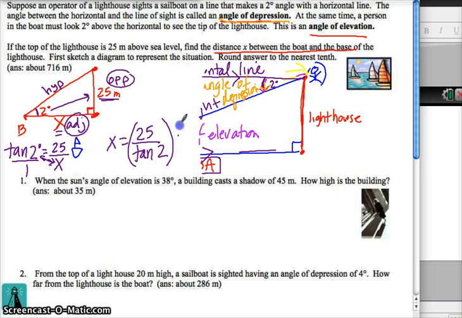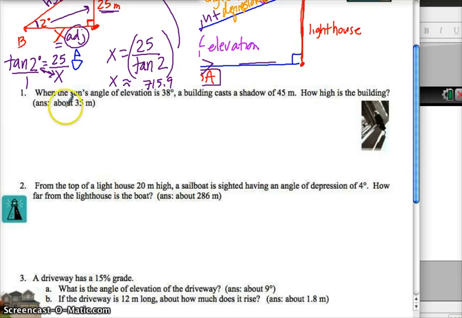And when you calculate that, you should get 715.9 approximately. And so the answer is here. It's about 716 meters. Now, if you feel like trig isn't a problem for you, that word problem you just read through wasn't a problem, then I would pause now and try to do 1, 2, and 3 on your own. You can see that here the answers are given. So go ahead and try that on your own.